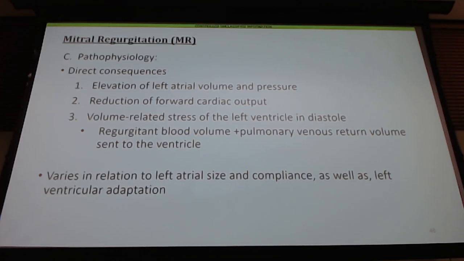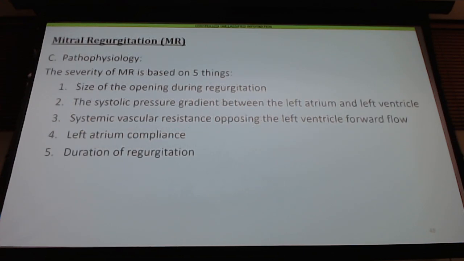And unfortunately, that pressure and that excess volume doesn't just stay within the left side of the heart. It's going to back up into the lungs and cause pulmonary congestion there and all those kinds of things. So there are some upstream and downstream consequences of having this regurgitation. So you may be asking, well, what's going to affect the volume of the blood that's regurgitated? Well, there's 5 things that can do this.